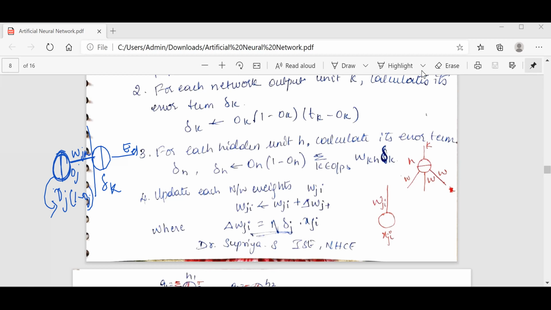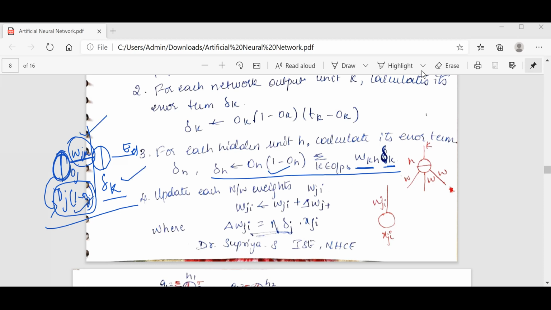So basically, when I have to calculate for the neuron, it is the multiplication of all of these three: delta K into Wjk into Oj into (1 minus Oj). The value of that is what I've written over here, which is the weight into delta K, this delta K into weight into Oj into (1 minus Oj).